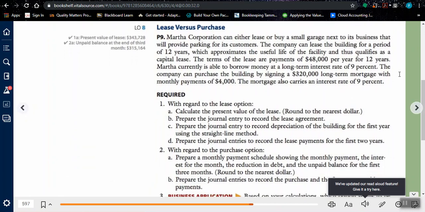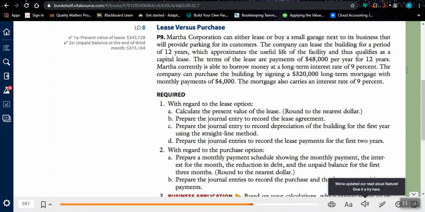So the Martha Corporation can either lease or buy a small garage next to its business that will provide parking for its customers. The company can lease the building for a period of 12 years, which approximates the useful life of the facility and thus qualifies as a capital lease. The terms of the lease are payments of $48,000 per year for the next 12 years.